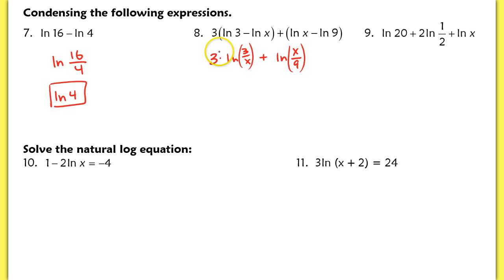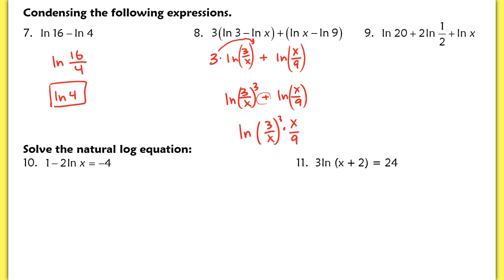And then since I have that 3 here, I'm going to bring that up to the power here and write that as the natural log of 3 over x cubed plus the natural log of x over 9. Alright, now since I have the same base, the natural log is the same base, I can now take this sum and create a product here. So I have the natural log of 3 over x cubed times x over 9.